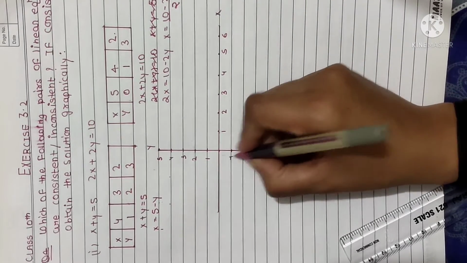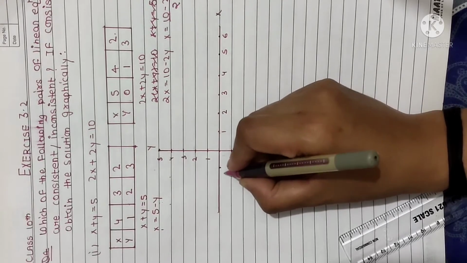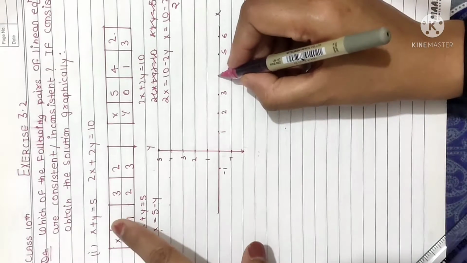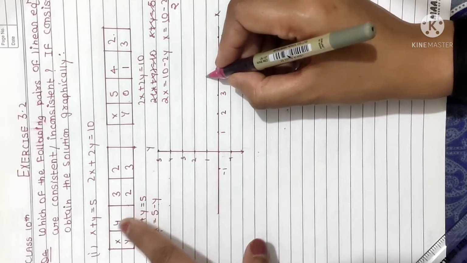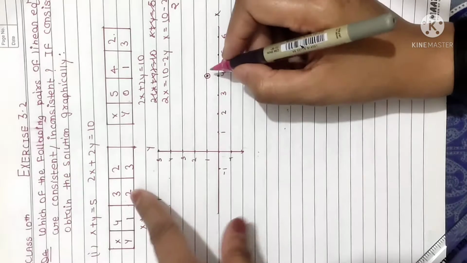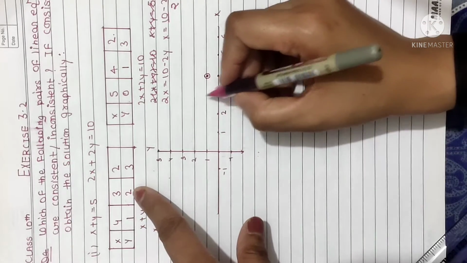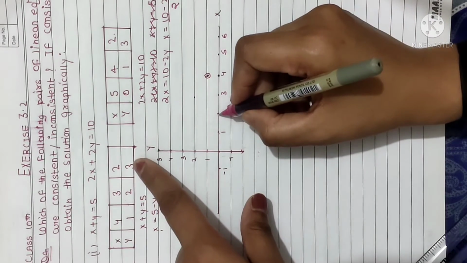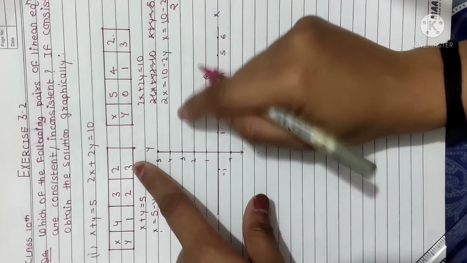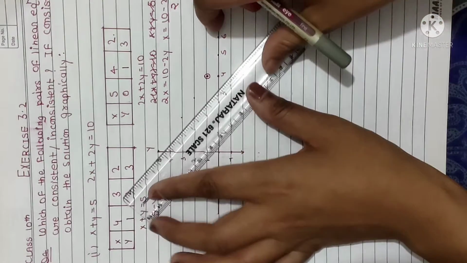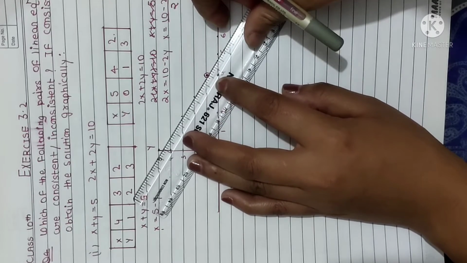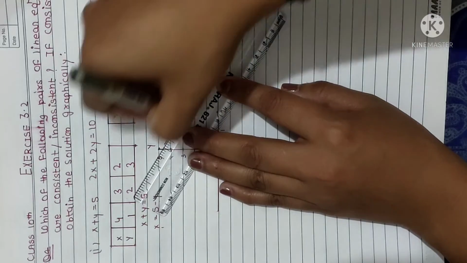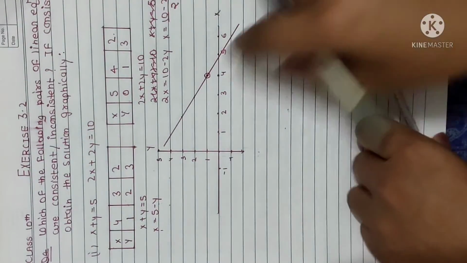Here we don't need negative terms, so I'm not going to write these negative terms. So when x is 4, then y will be 1. This is our first point. Next, when x is 3, y will be 2 here. When x is 2, y will be 3 here. So when we draw a straight line through these 3 points, it will be like this. So this is our straight line for the first equation.